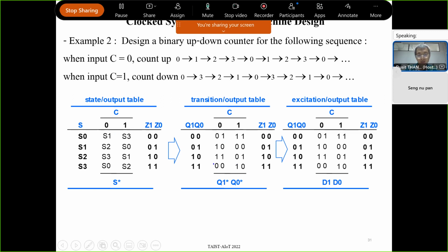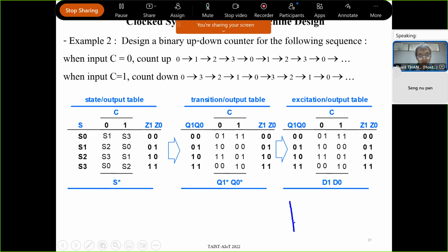After that, now I have the transition output table. So I know the values of Q1 star and Q0 star when the clock ticks, right? And if I use D flip-flops, that means I know the values of D1 and D0, which are the same as Q1 star and Q0 star. You can copy the table to this one. And this table shows the relationship between D1, D0 and Q1, Q0 and input C, right?